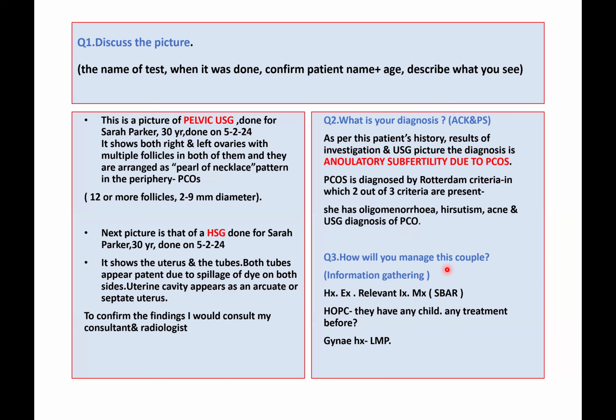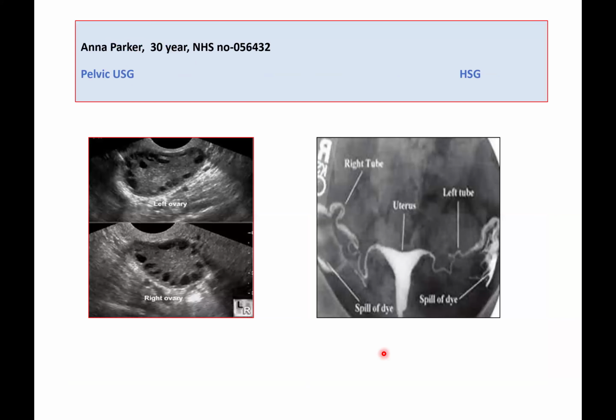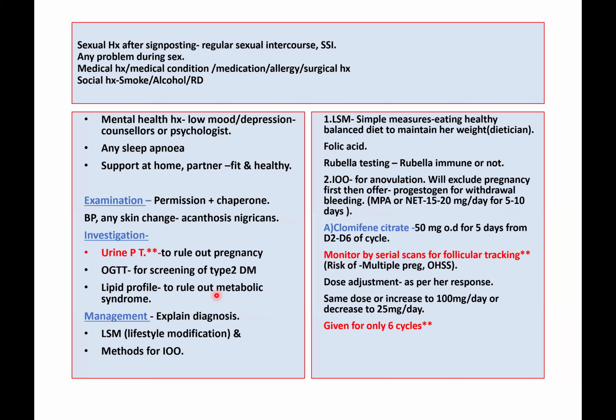All right, now how will you manage this patient? So yes, management is history, examination, investigation, management. I will take a detailed history from the patient, from the couple. Whether they have any child and whether they took any treatment before. Gyne history is important. I would like to know about the last menstrual period. As she's having irregular cycles, and from the notes, I can see they have not mentioned the LMP. She's having irregular periods every 3 to 4 months, so I would like to know the last menstrual period as well.